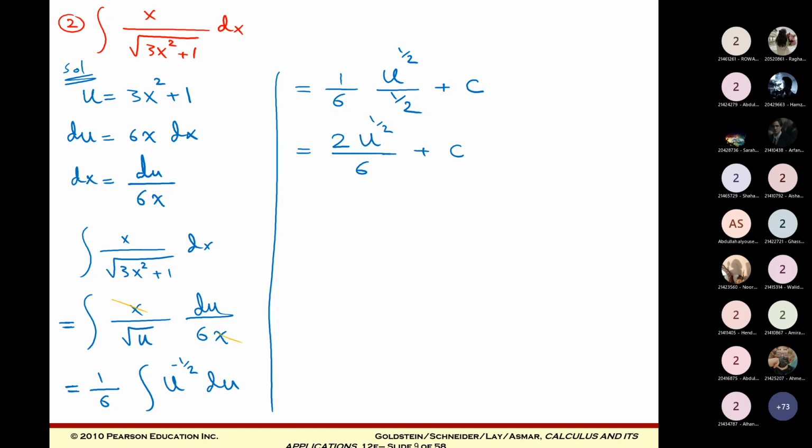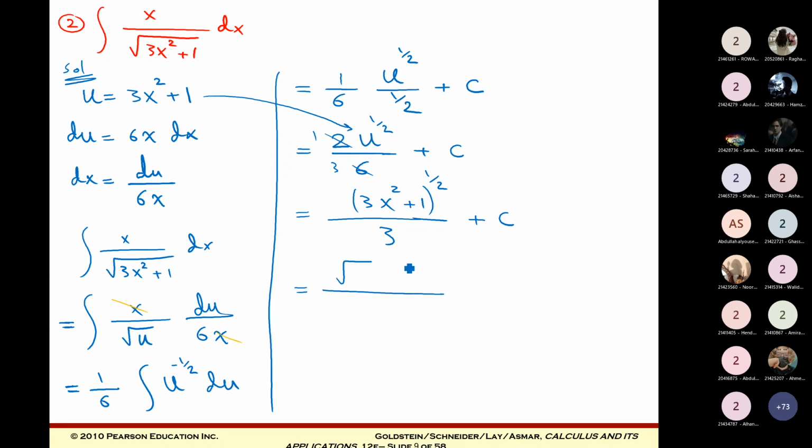Now we return the value of u equal to 3x squared plus 1, so we have 3x squared plus 1 all to the power half, and we can cancel the 2 with the 6, which gives 3, divided by 2, plus c. Also we can write it in another form: radical 3x squared plus 1 over 3 plus c.